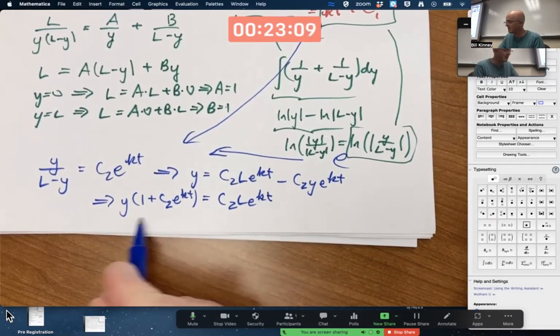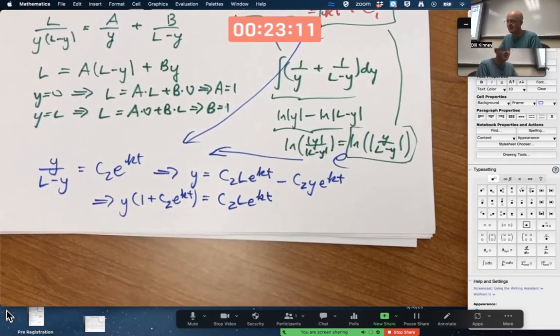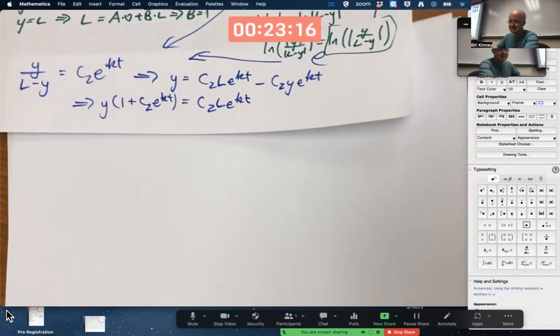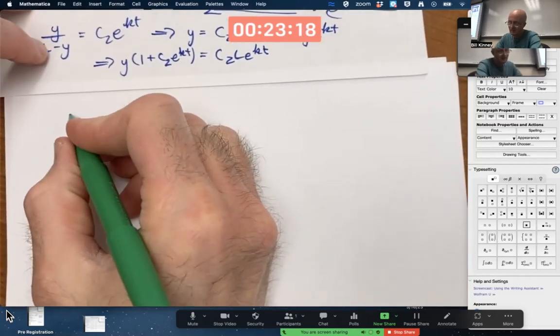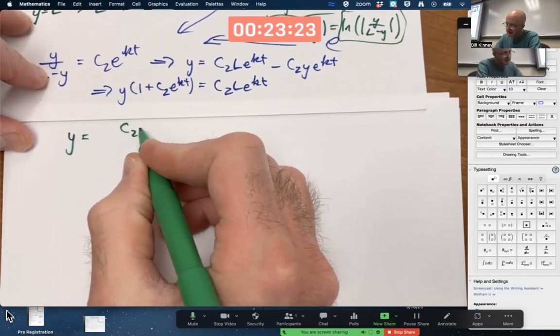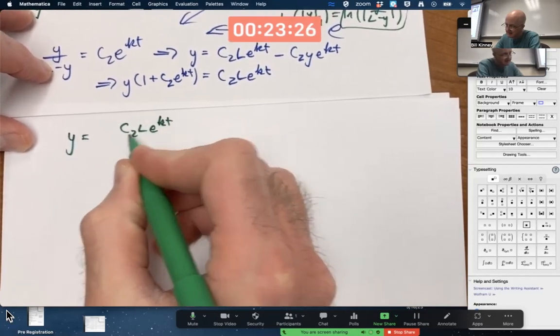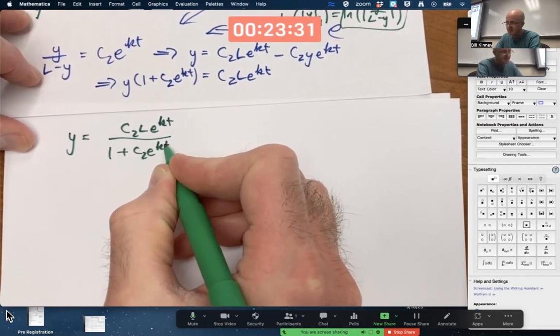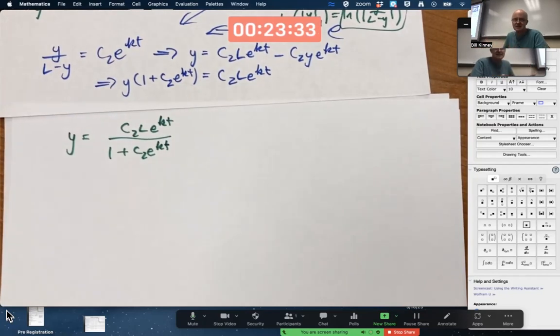Almost done, right? Now just divide both sides by this. Y equals C2L e to the kt divided by 1 plus C2 e to the kt. Is this a general solution? Yes. It's not typically the way people write the general solution, though. What's the more typical way people write the general solution?